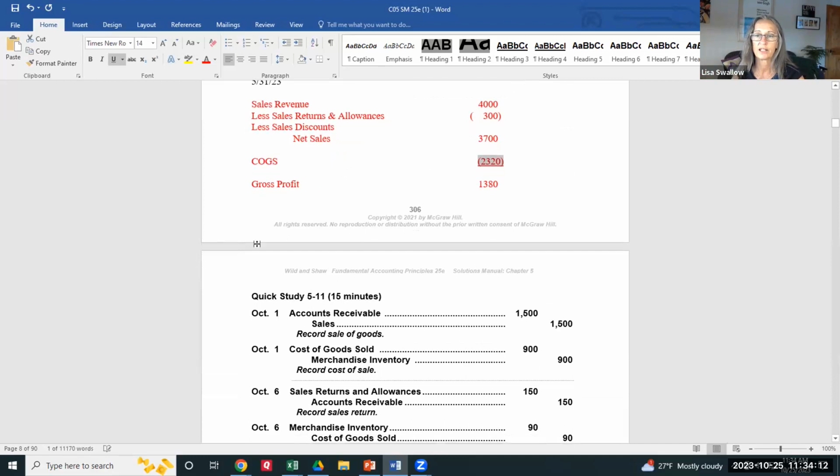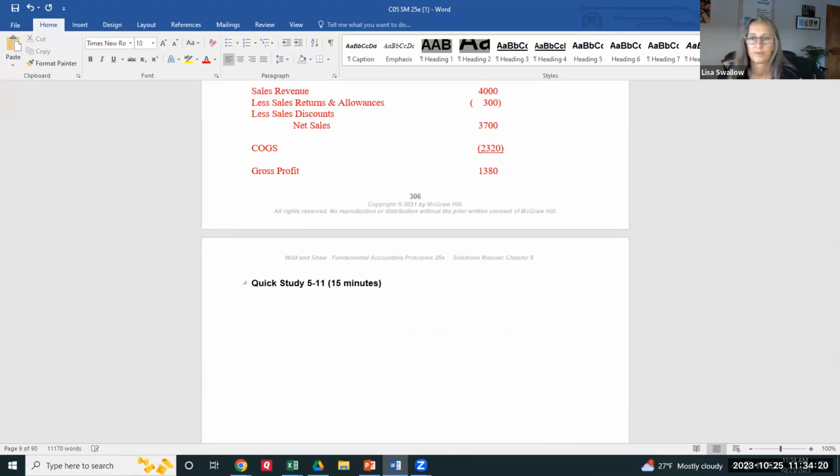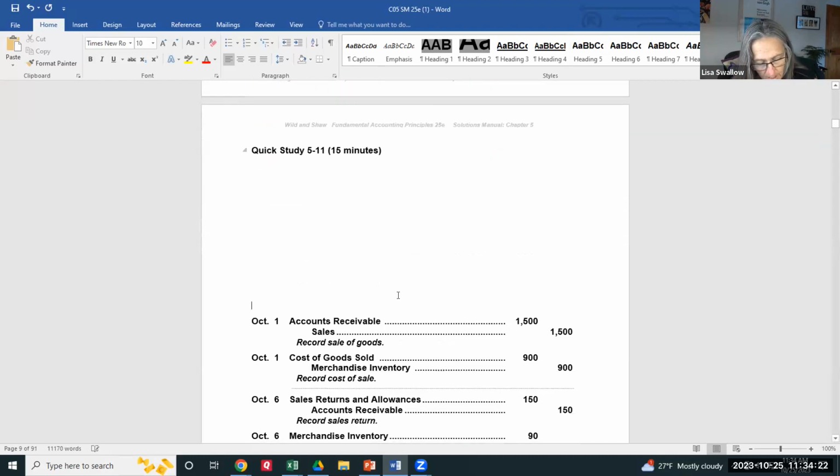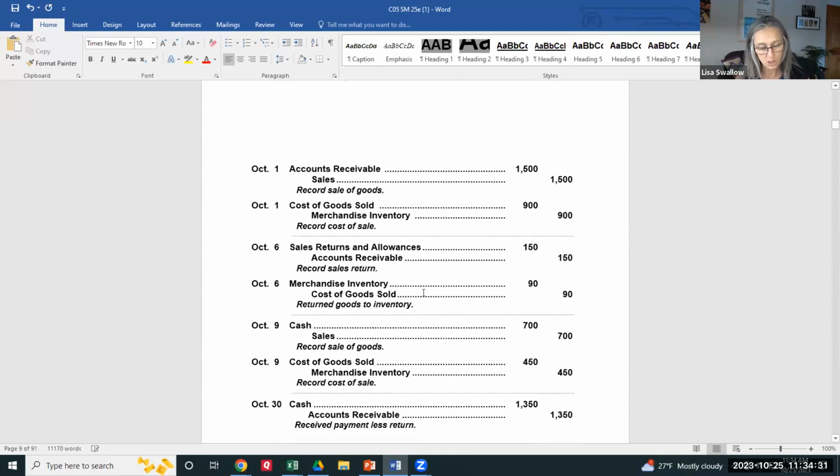So in this example, I've got a company. I'm just going to read the intro and then we'll go through these. So Eco Mart Merchandising, they use a perpetual inventory system. The first thing I did on October 1st was I sold merchandise inventory for $1,500 with credit terms net 30, invoice dated October 1st. And the cost of the merchandise was $900.